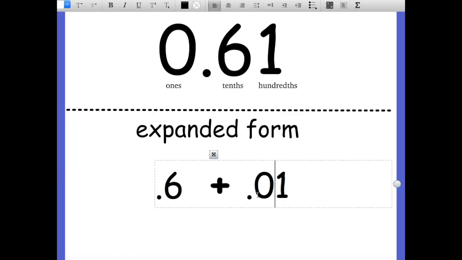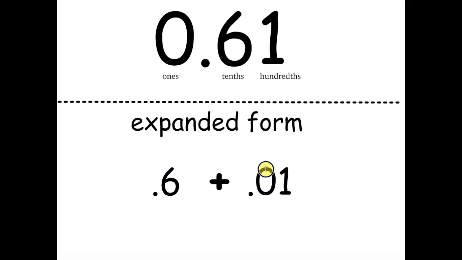Instead, we must add that place value of 0/10 in between the decimal point and the digit in the hundredths place. So in this case, when looking at just this highlighted number, we have 0/10 and 1/100th, which altogether makes 1/100th. So we have 6/10 plus 1/100th to show 61/100ths in expanded form.